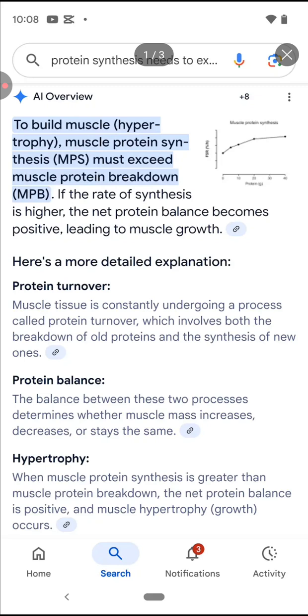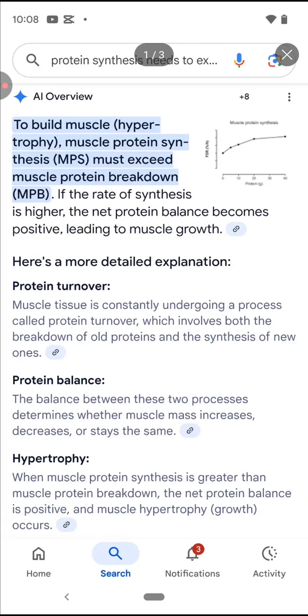Anyways. So protein, here's an explanation. Protein turnover. Muscle tissue is constantly undergoing a process called protein turnover. We know that, which involves both the breakdown of old proteins and the synthesis of what? Of new proteins. Yes, that's what's going on in your body all the time, naturally. Protein balance. The balance between these 2 processes determines whether muscle mass increases or decreases or stays the same. And all of you are staying the same. That's your problem. That's why you're all complaining.